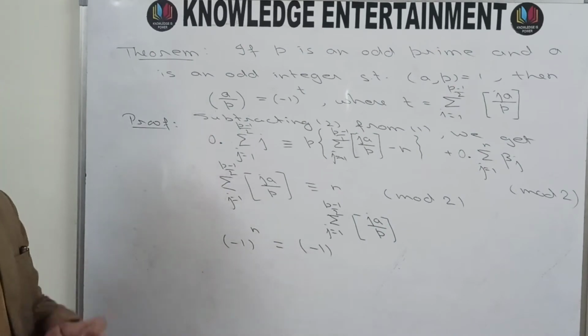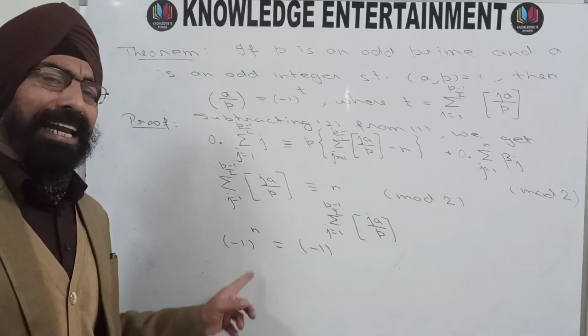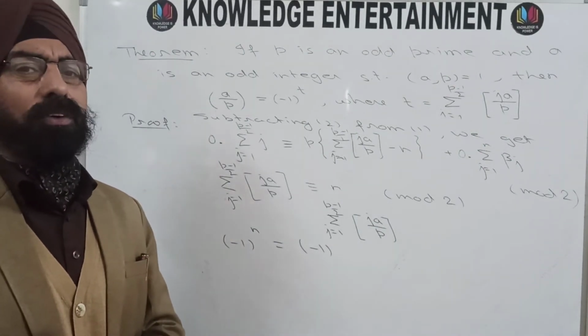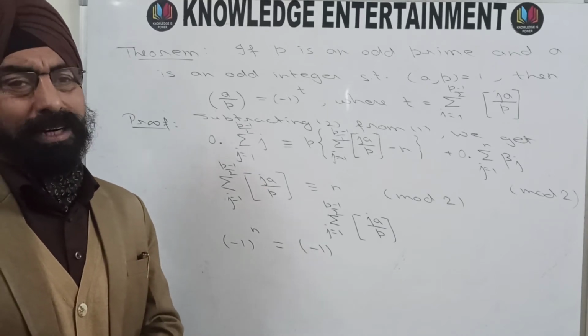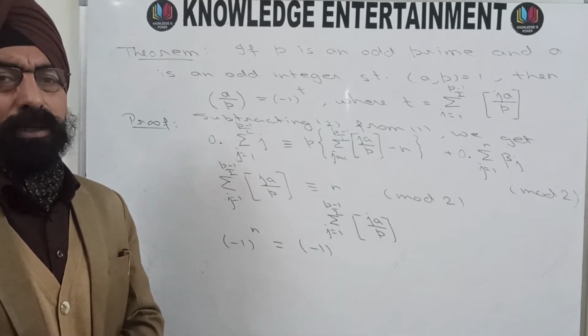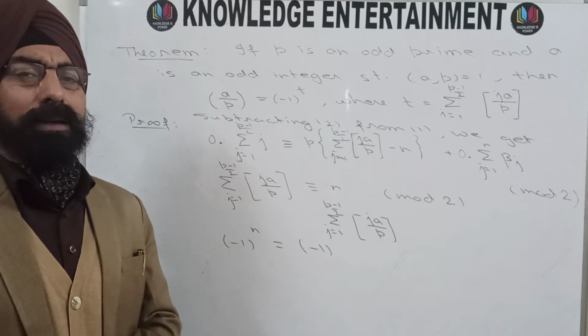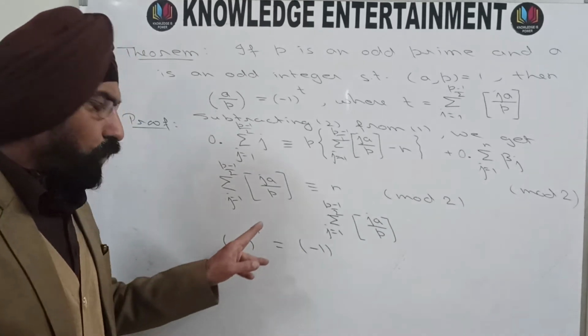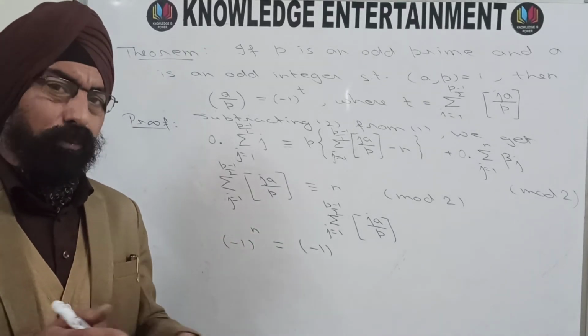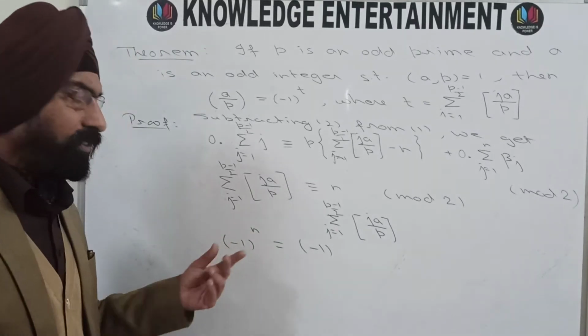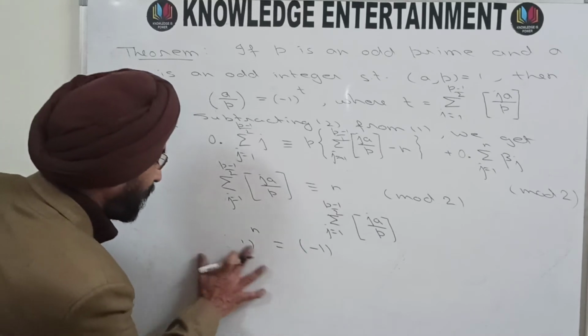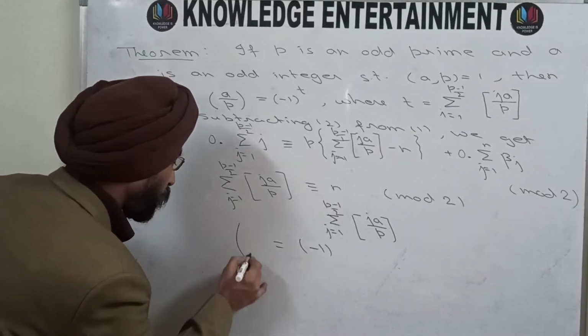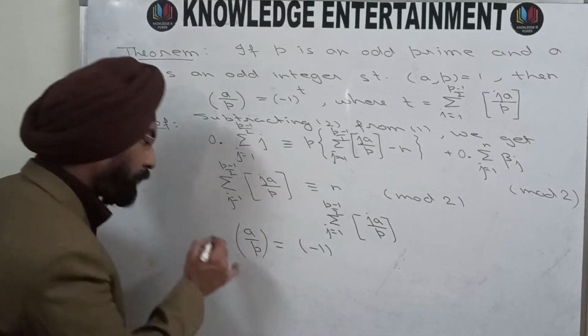Now what is minus 1 raised to the power n? n is the number of those numbers among a, 2a, 3a up to p minus 1 by 2 times a which give remainder greater than p by 2 when divided by p. So minus 1 raised to the power n, according to the Gauss lemma that we have proved in the previous video, is equal to the Legendre symbol a by p. So this is the Legendre symbol a by p.